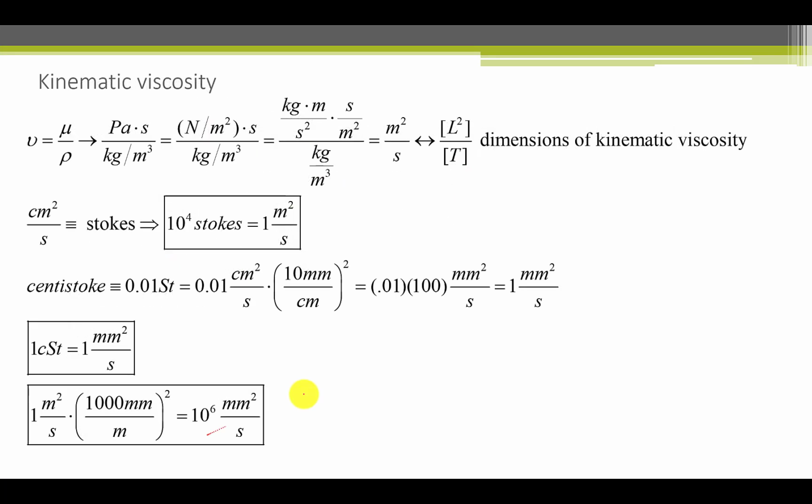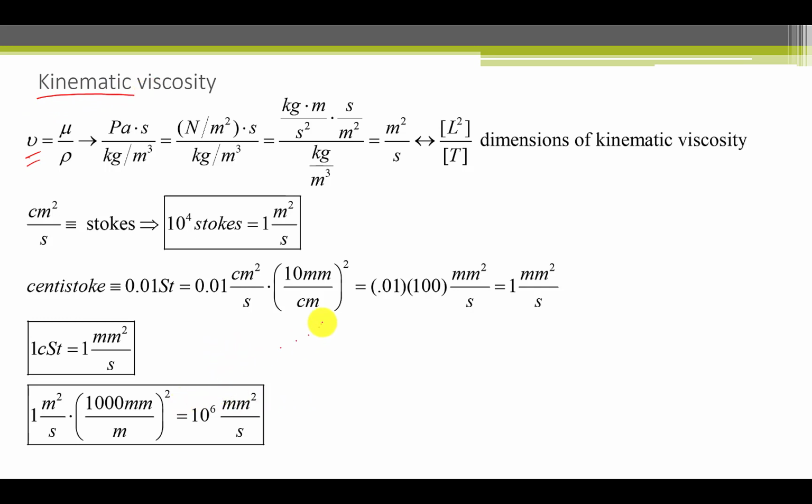Now for kinematic viscosity, it's a different unit altogether. It is the grouping of dynamic viscosity divided by density. Why do we have this unit? It turns out that mu over rho occurs so frequently that it's worth having its own symbol, which is nu, and its own nickname, kinematic viscosity.